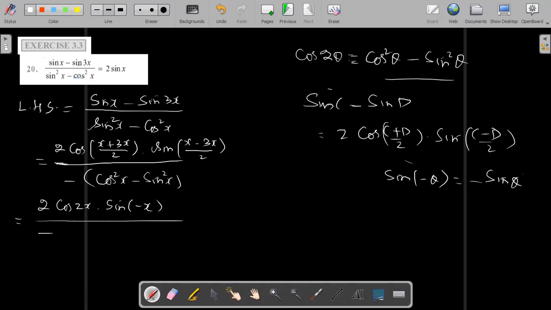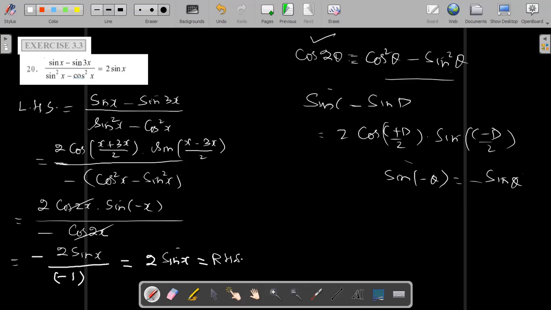Next step, cos square x minus sin square x is equal to cos 2x. So directly we can write cos 2x. This cos 2x and cos 2x will cancel, and sin minus theta is equal to minus sin theta. So that minus will come out in sin x, and on the other minus, 1 is left in the denominator. So this minus and minus will become plus. We get 2 sin x, that is equal to the right hand side.